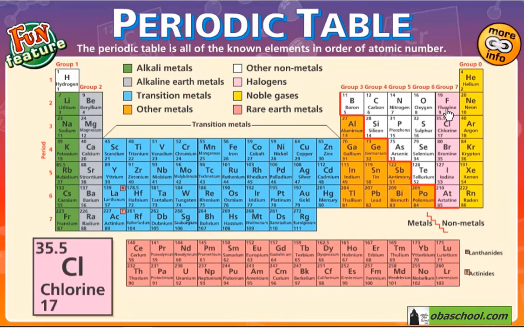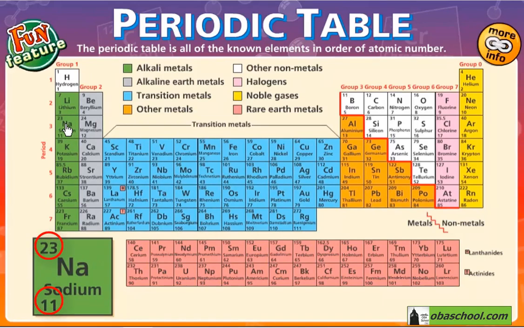Group number 7 are called the halogens. They have similar properties. And group 0 are actually the noble gases. For example, helium, neon, and argon. Noble gases are inert gases and they are chemically stable. Notice how each atom has the symbol in the middle. For example, look at Na. The symbol for sodium is Na. It has an atomic number of 11 and an atomic mass of 23.